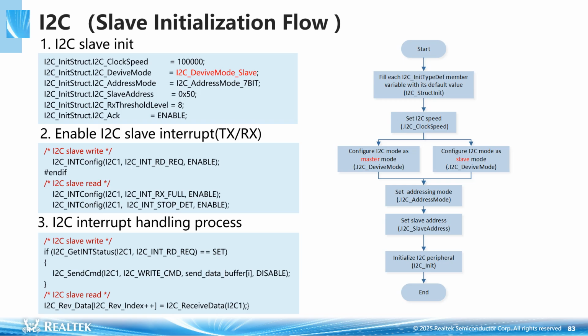When the slave needs to send data, it will receive a read request signal from the master, which triggers an interrupt. Within the interrupt, I2C send command is executed to send data to the master. When the slave needs to receive data, you can enable the receive full and stop detect interrupts to handle data reception within the interrupt.